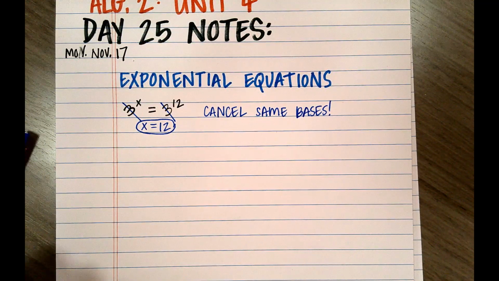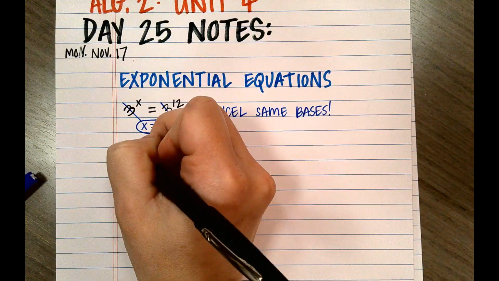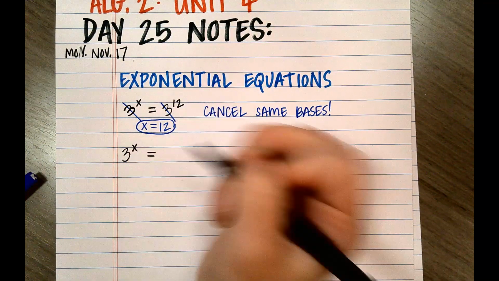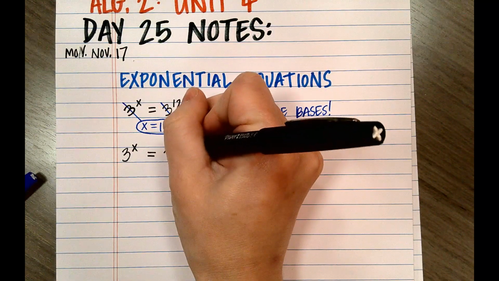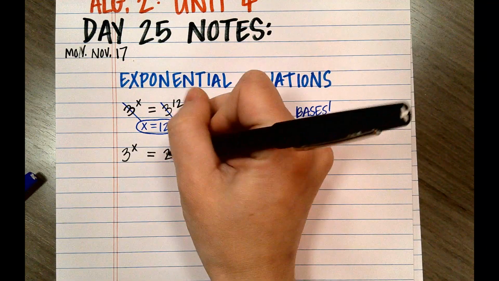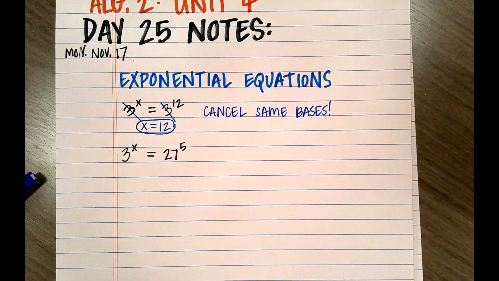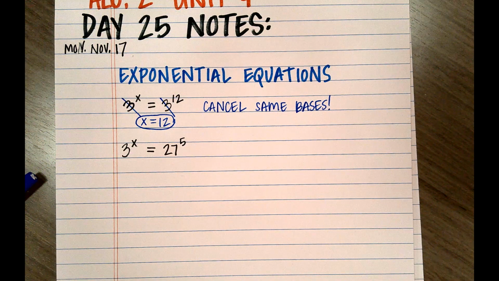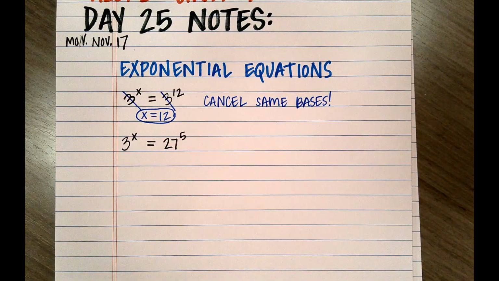But now we need to think about what happens when the bases don't match. For example, 3 to the x power equals, let's say, 27 to the 5th power. Now what do we do when the bases are not the same? Get them to match. When bases are not the same, let's make them the same.